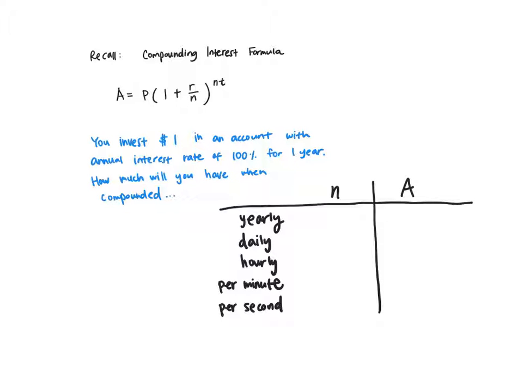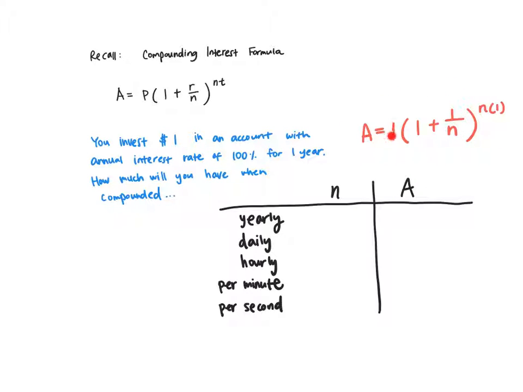Let's take a look at this example here. You invest $1 in an account with an annual interest rate of 100% for 1 year. How much will you have when compounded yearly, daily, hourly, per minute, and per second? Okay, so here I've plugged the correct values into the formula, right?